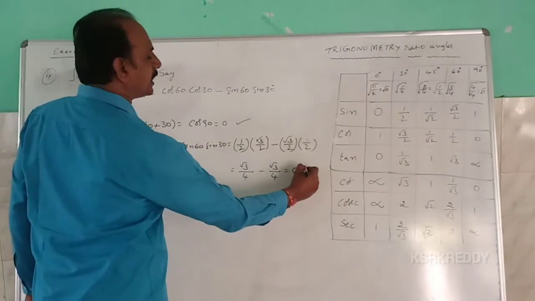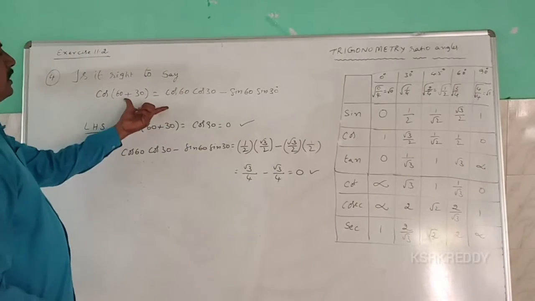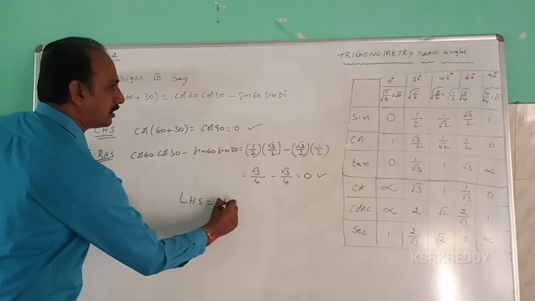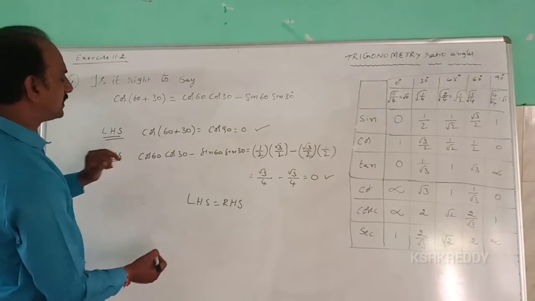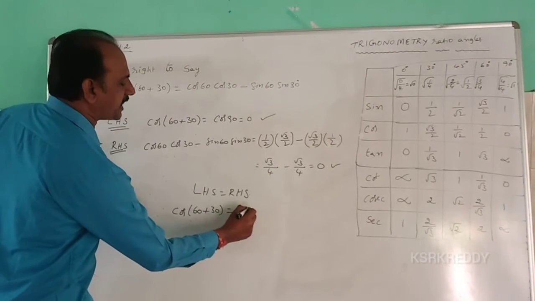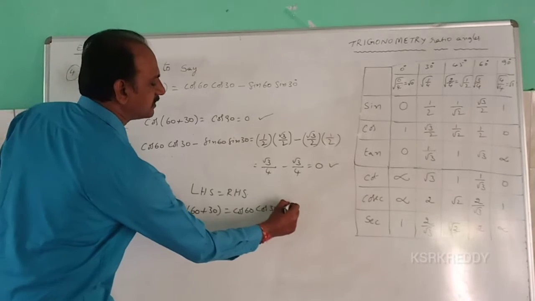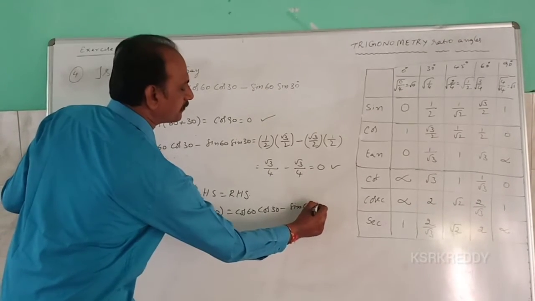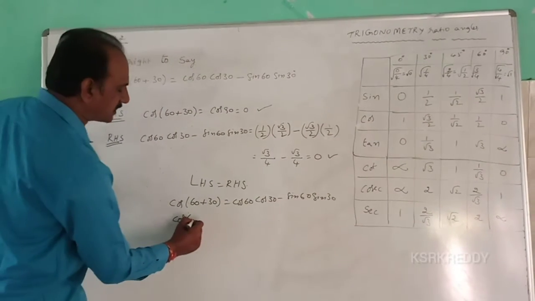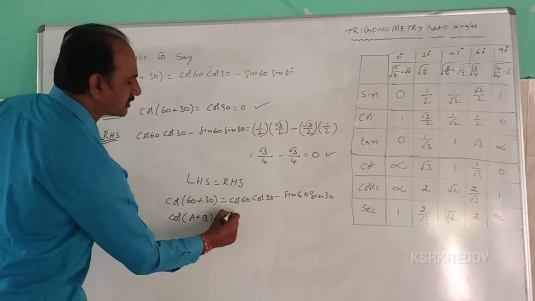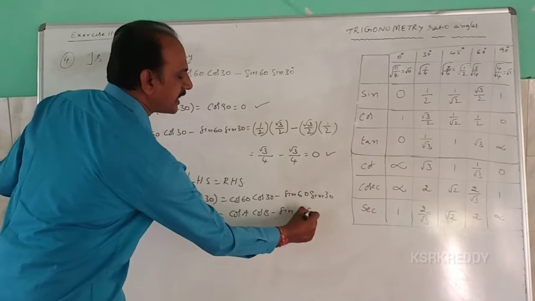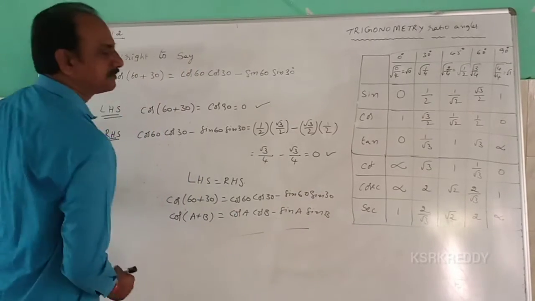So LHS is equal to 0, RHS is equal to 0. Therefore, LHS is equal to RHS. What is the LHS value? Cos of 60 plus 30 is equal to cos 60 cos 30 minus sin 60 sin 30. Therefore, it is the formula: cos of A plus B is equal to cos A cos B minus sin A sin B.